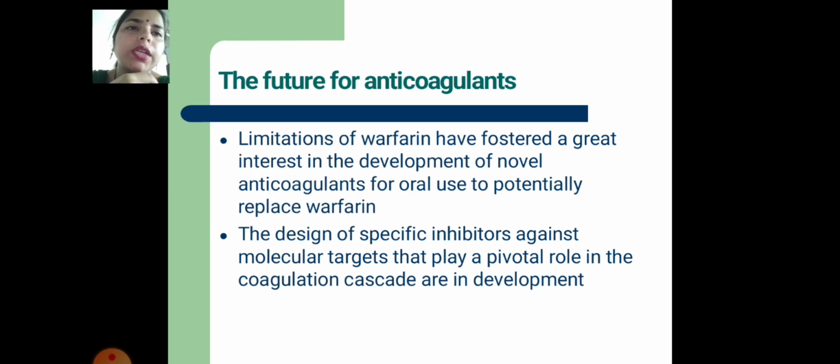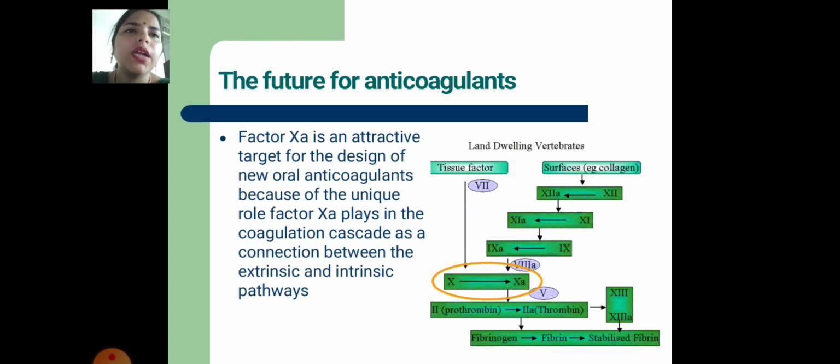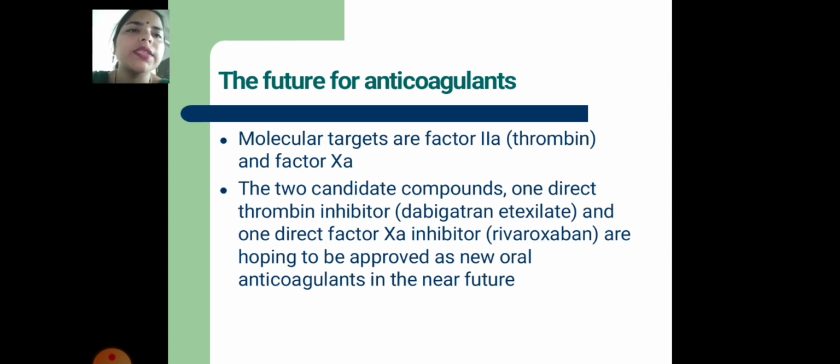The future for the anticoagulant. Limitations of warfarin have fostered a great interest in the development of novel anticoagulants for oral use, potentially replacing warfarin. The design of specific inhibitors against molecular targets that play a pivotal role in the coagulation cascade is in development. These molecular targets are factor IIa, thrombin, and factor Xa. Two candidate compounds, one direct thrombin inhibitor and one direct factor Xa inhibitor, are hoping to be approved as new oral anticoagulants in the near future.